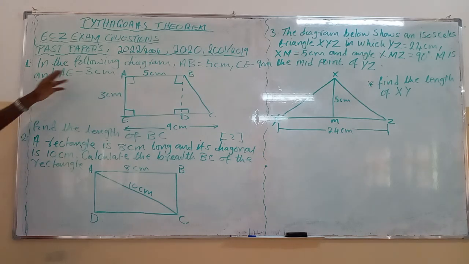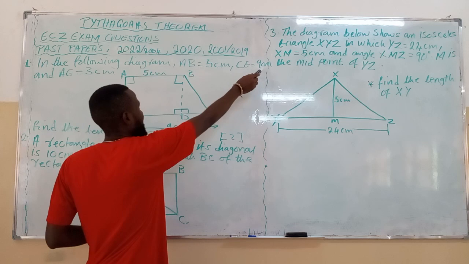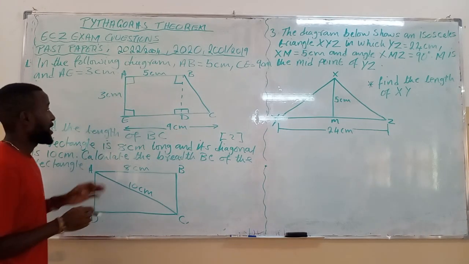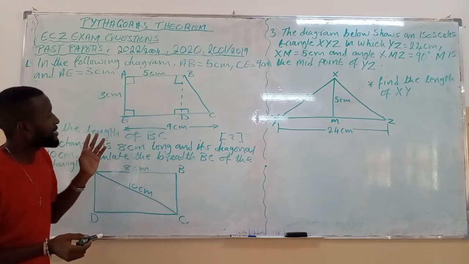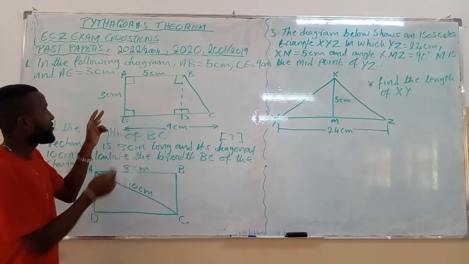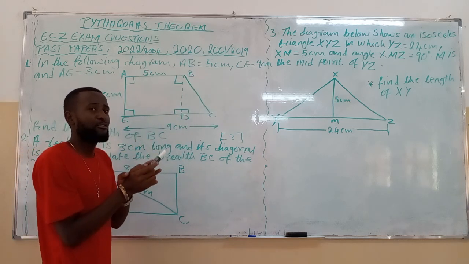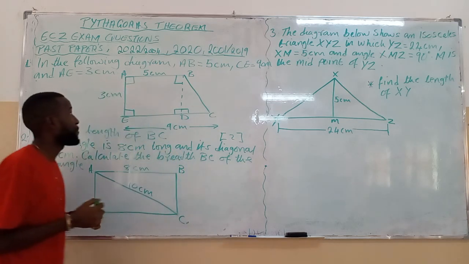Question number 1. In the following diagram, AB is equal to 5 cm, CE is 9 cm, and AE is equal to 3 cm. This is the diagram given. Now, what kind of diagram is this one? Look at it closely. We have a rectangle and we have a triangle joined together. We have what we call a trapezium. Okay, that is a trapezium.